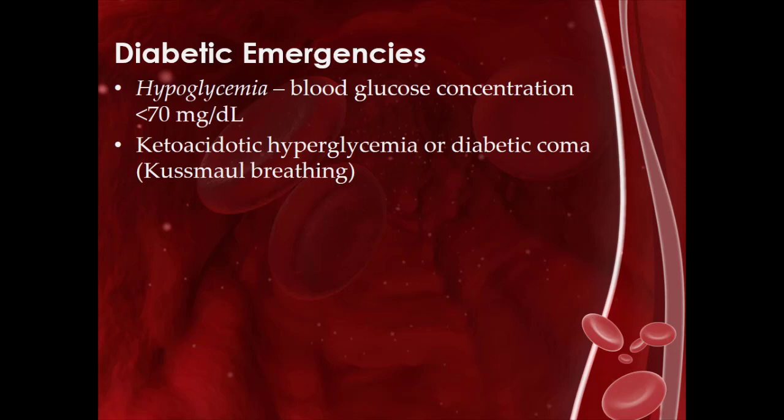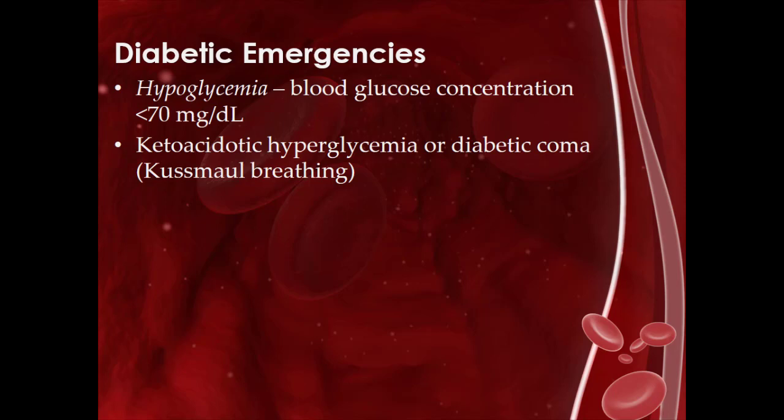Another potential emergency, which again we're going to avoid by taking a very thorough medical history and knowing our patient's glucose level, would be ketoacidotic hyperglycemia. This can lead to a diabetic coma, which could result in death. So if our muscle cells are starved for energy, basically we have all this glucose in our body, but it's not getting into the cells, so our cells are not having the energy they need, our body's going to respond by breaking down fat stores.